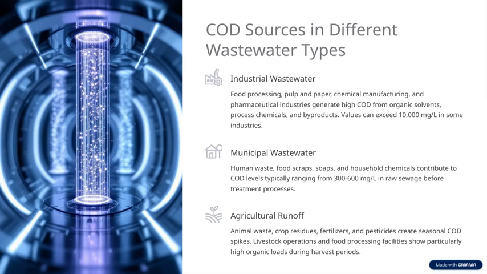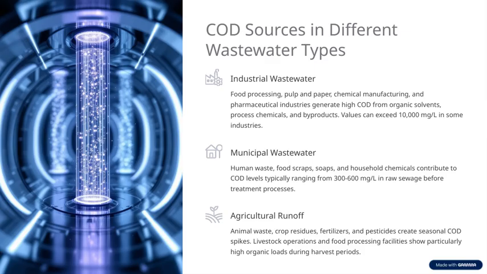Moving on to municipal wastewater, the main contributors are human waste, food scraps, soaps, and household chemicals. These typically result in COD levels ranging from about 300 to 600 milligrams per liter before any treatment. It's important to understand that municipal waste streams are generally less concentrated than industrial ones, but they still pose a challenge for treatment processes. Finally, agricultural runoff includes animal waste, crop residues, fertilizers, and pesticides.